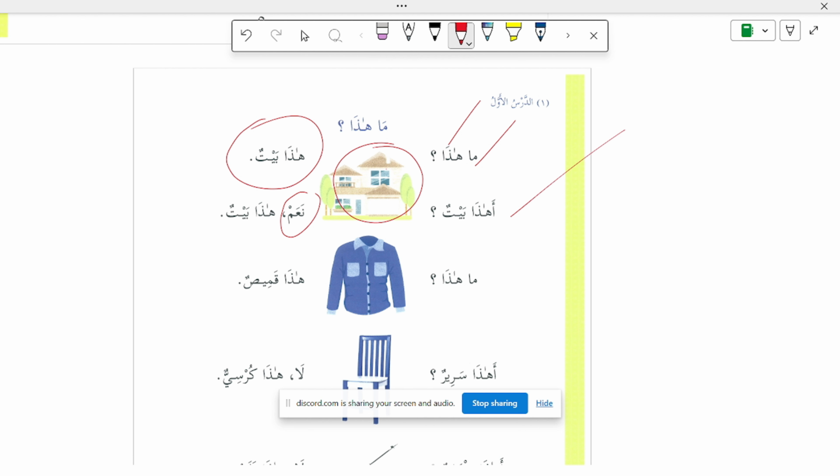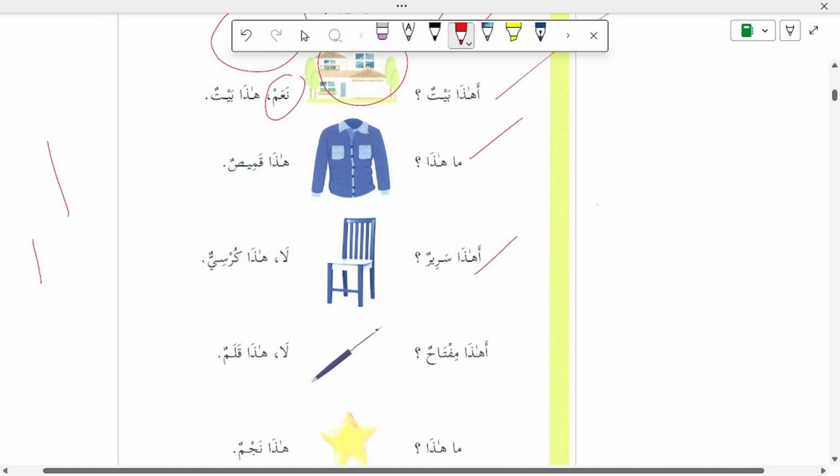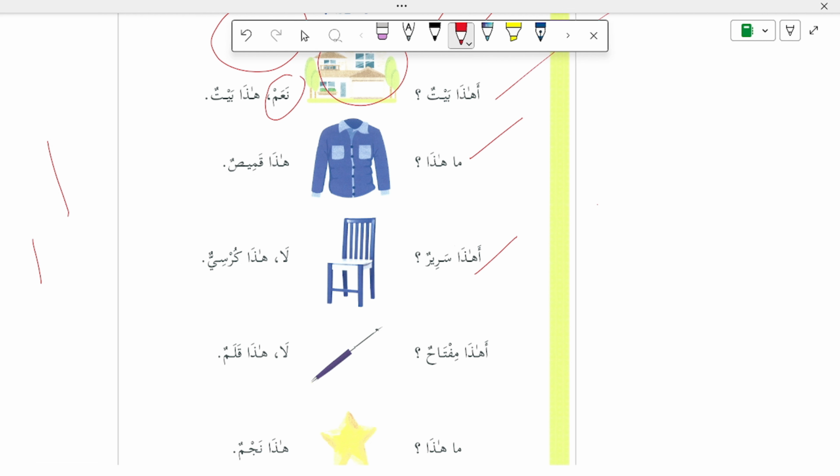The next is shirt. You are asking about this, ma haza? What is this? Haza amisun. This is a shirt. And next is haza sarirun. What is this? This is a chair. So I am asking, haza sarirun, is this a bed? The person says la, no. This is not a bed. Haza kursiyun. This is a chair, not a bed.